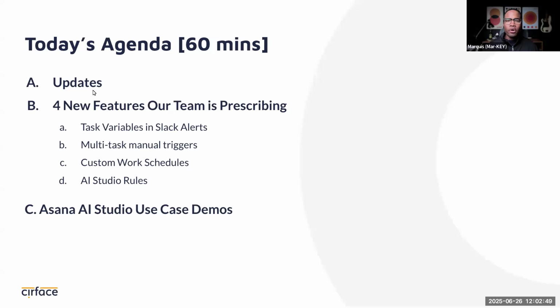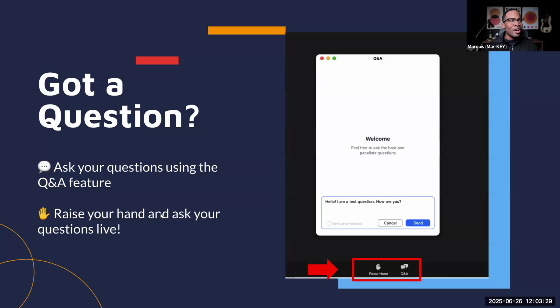Let's go through the agenda here quickly. We've got some company updates, just to keep you informed of what's happening here at Surface. Then we're going to get into four new features that our team is prescribing: new variables in Slack, multi-task triggers for different rules, custom work schedules in the project settings, and some AI Studio pre-built rules to help you get started. Then we're going to dive deep into three very different use cases for how you can start to implement AI Studio as well. Again, jam-packed schedule. Hope you are excited like we are.